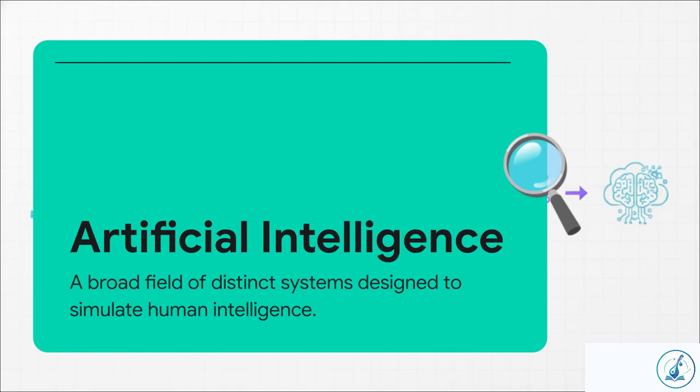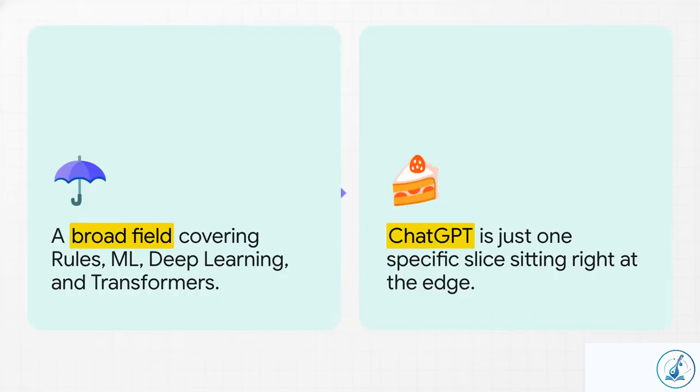It's an umbrella term for a whole field of systems designed to do things we normally associate with human intelligence. Underneath this umbrella, you've got distinct subfields built for completely different kinds of problems. Because of this, it's totally vital to recognize that while chat interfaces get all the hype right now, ChatGPT is just one specific slice sitting right at the very edge of that much larger AI umbrella.